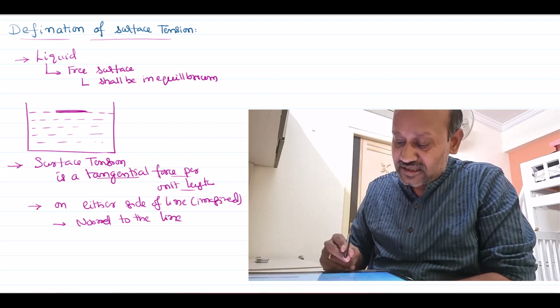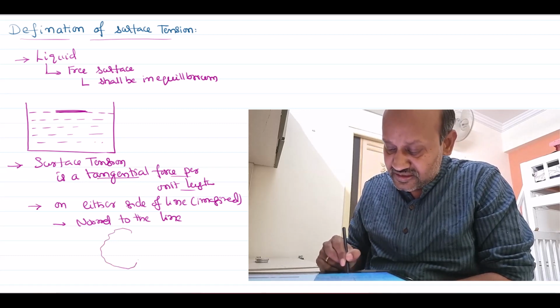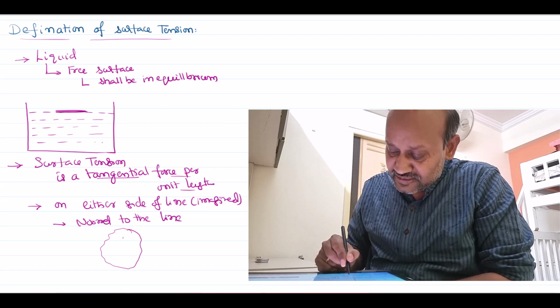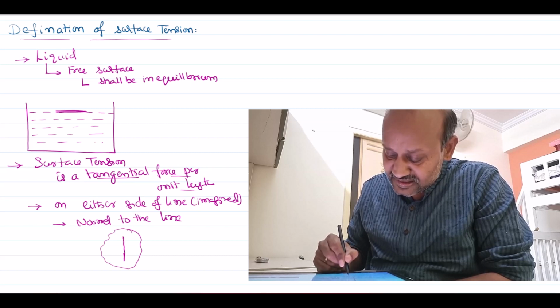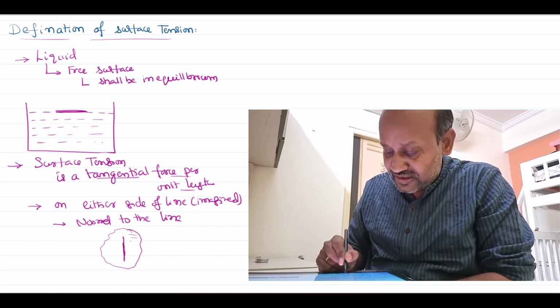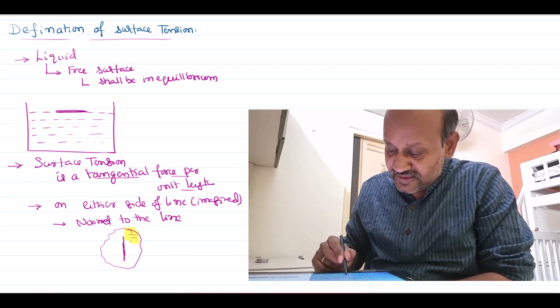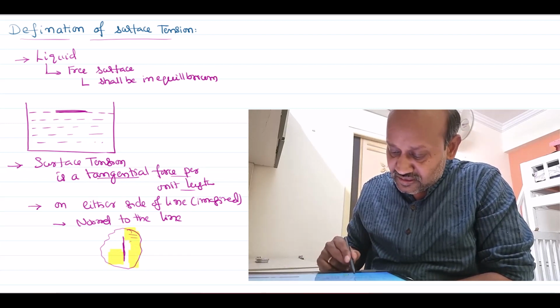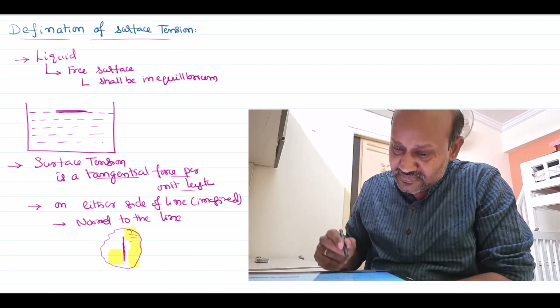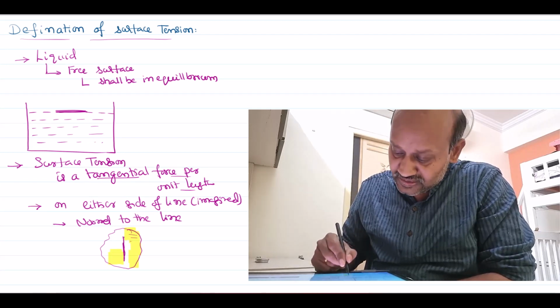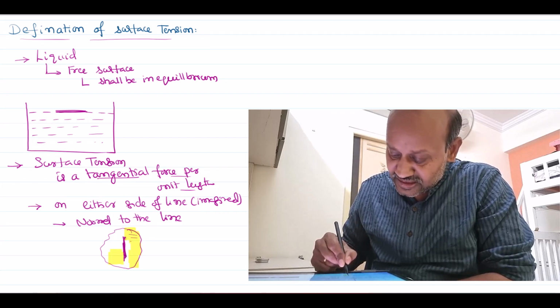Normal to that imaginary line. So if this is the free surface, if this is the imagined line, this is all the free surface, this is all the surface of the liquid, and now this is the imagined line.